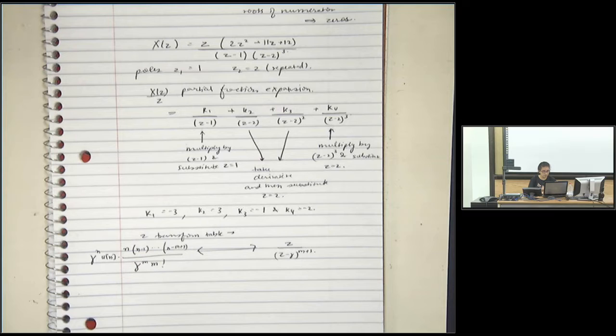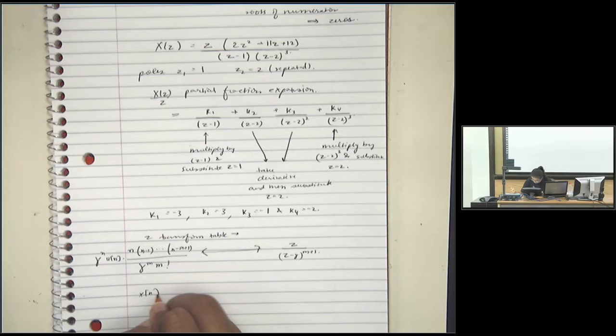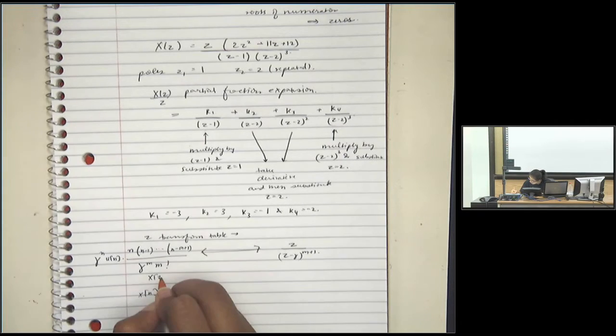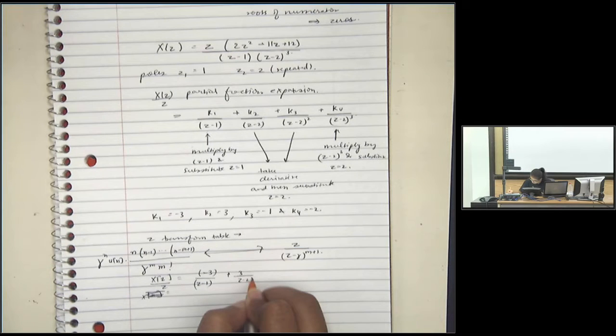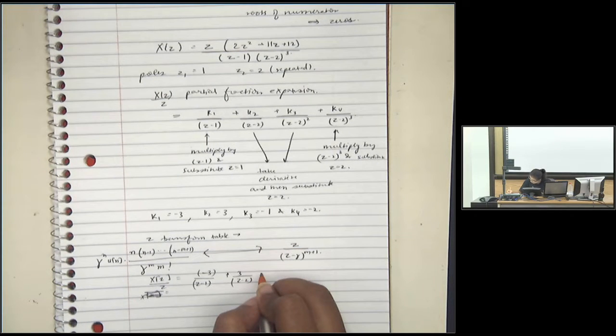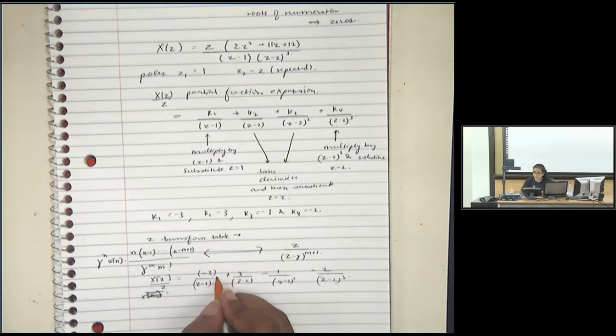All right, so once that is done, our x of n, so I'll just write X(z) once: minus 3 over z minus 1 plus 3 over z minus 2 minus 1 over z minus 2 squared minus 2 over z minus 2 cubed. Again, multiply with z and then use the transform table.